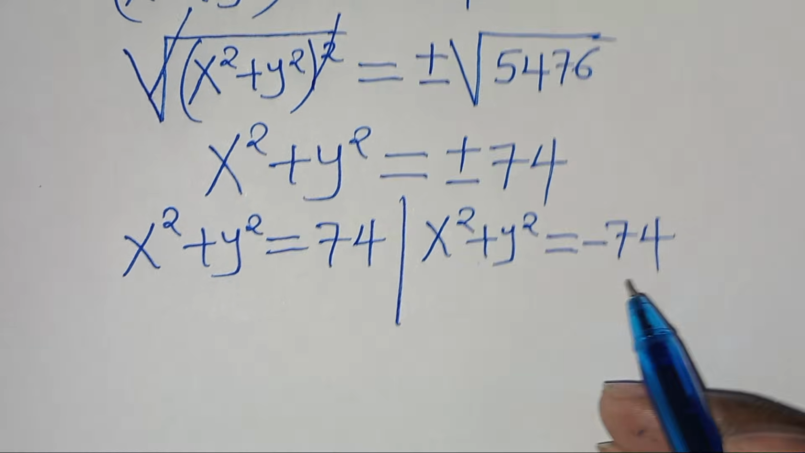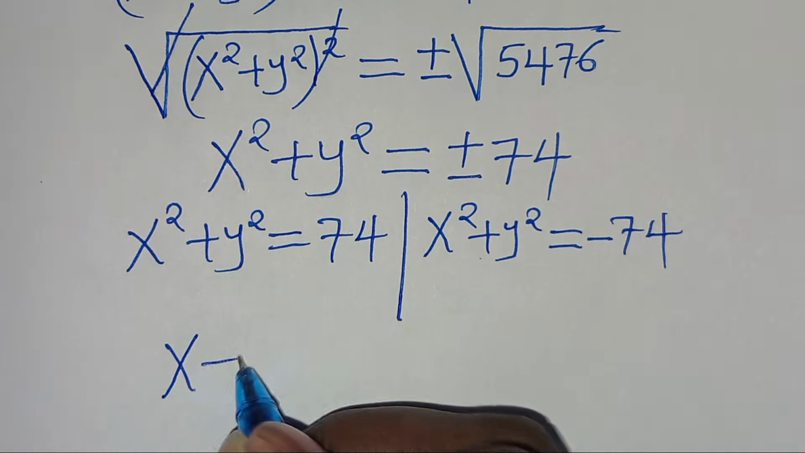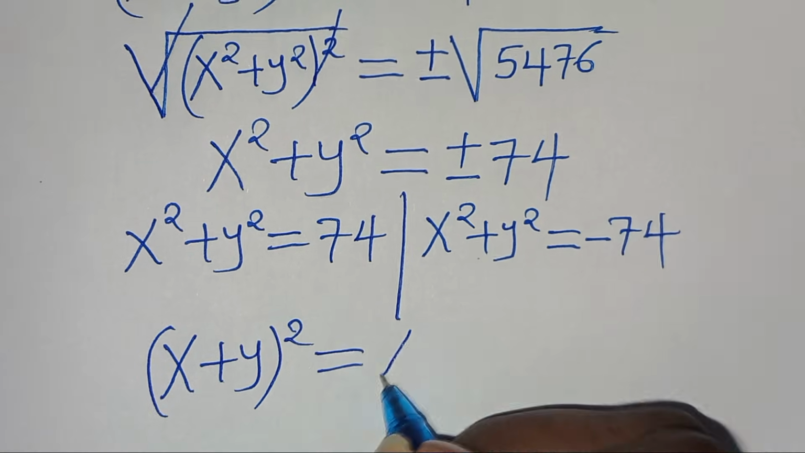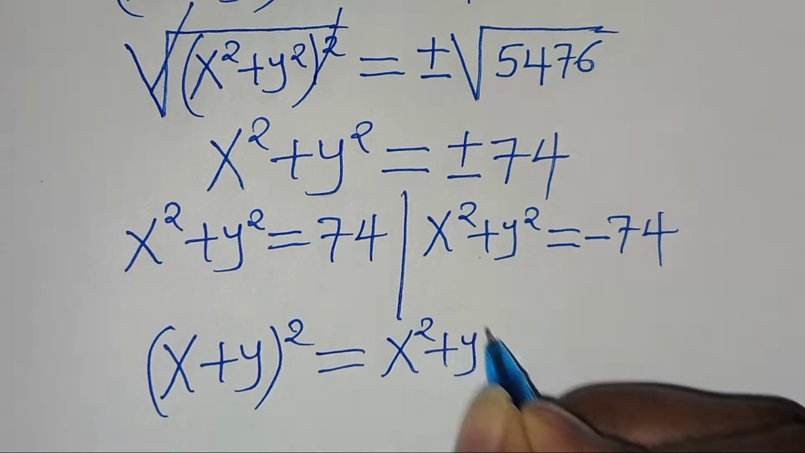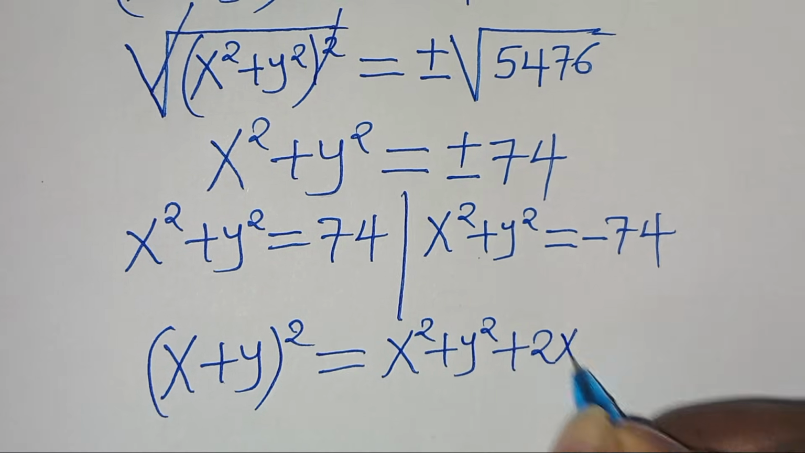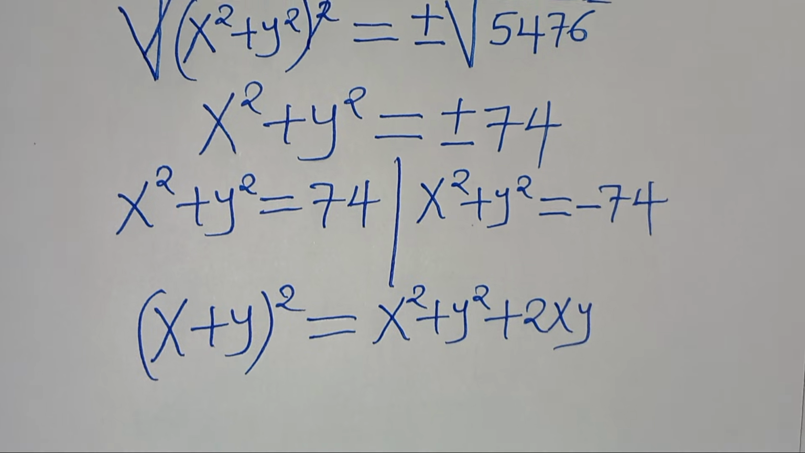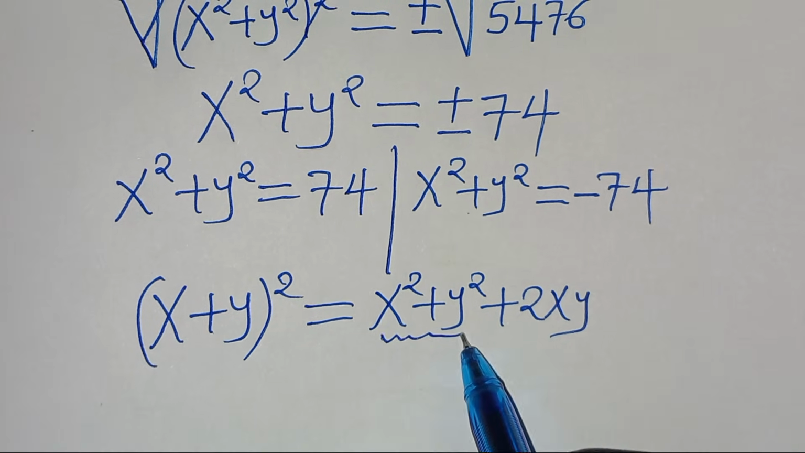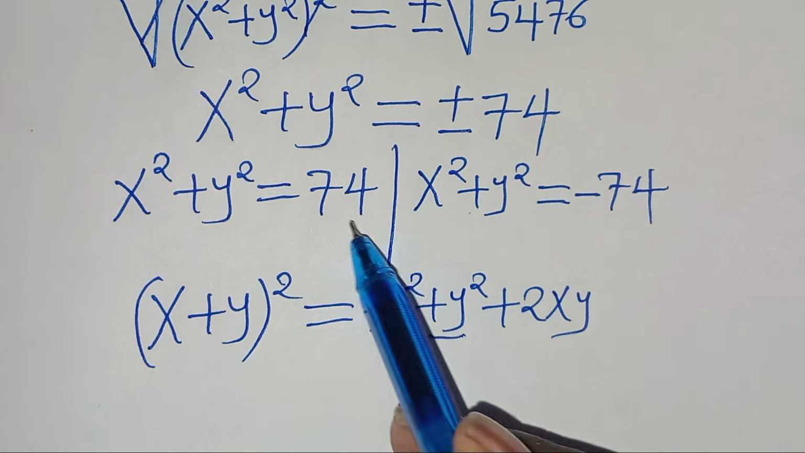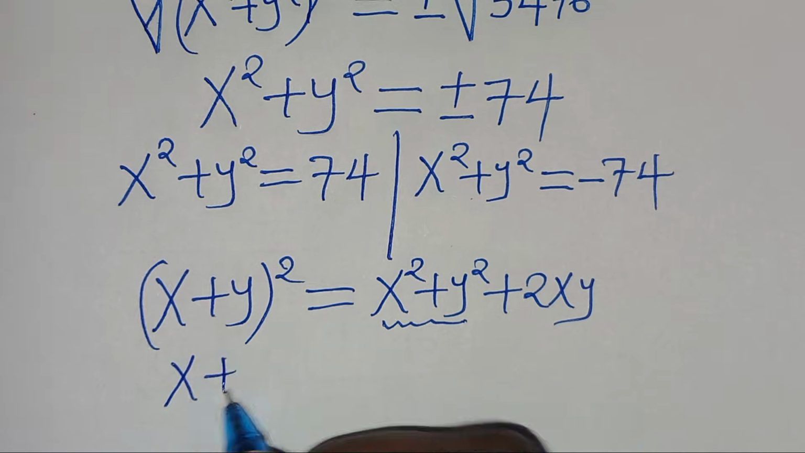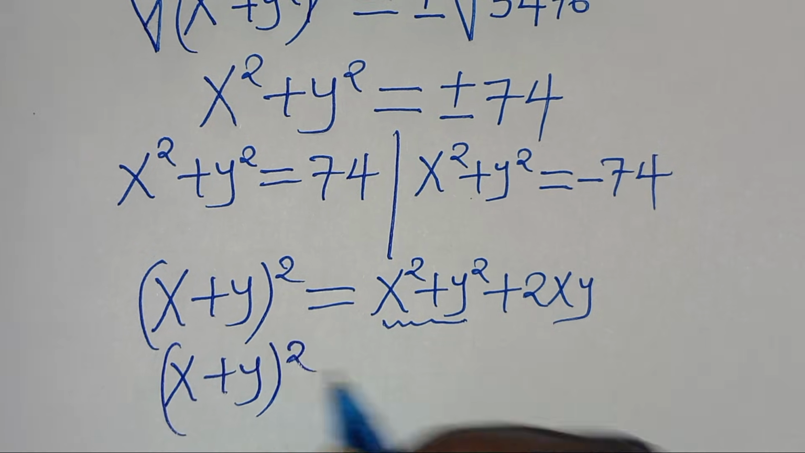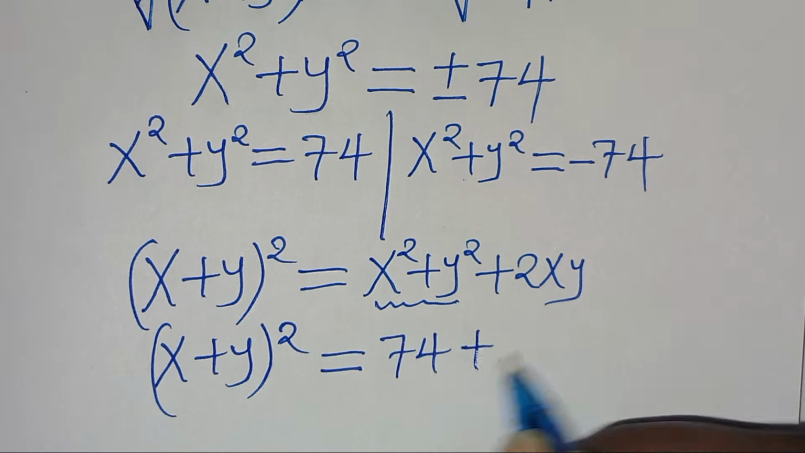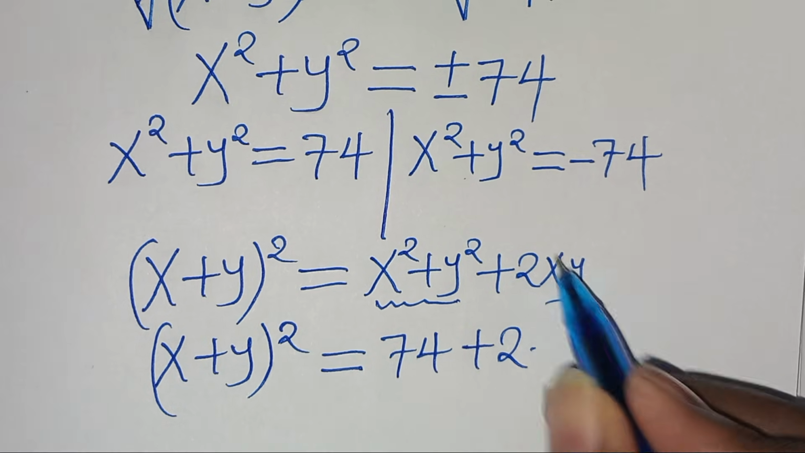The next step from here, we have that x plus y raised to the power of 2, this is the same thing as x squared plus y squared, then plus 2xy. So starting with x squared plus y squared, which is 74 here, we can substitute the value of x squared plus y squared. So we have x plus y raised to the power of 2. This is the same thing as 74 plus 2 multiplied by xy.